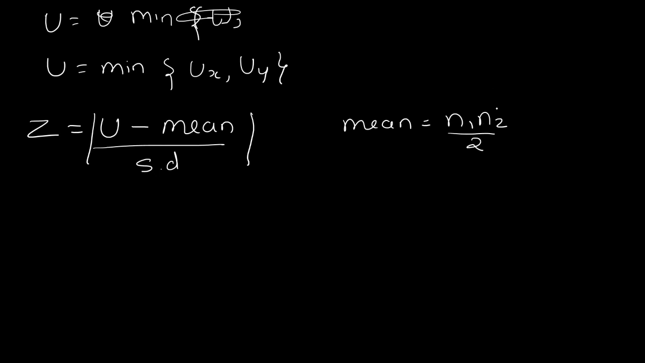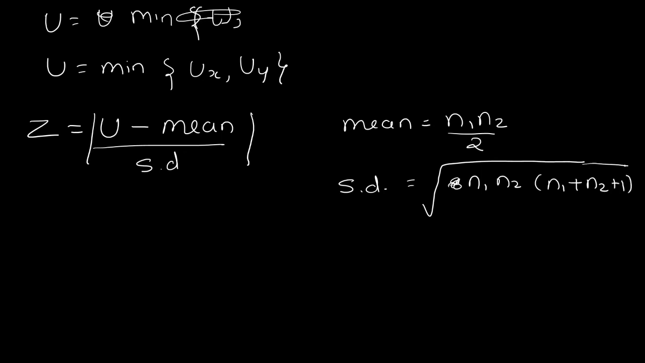Here n1 is the sample size of x, n2 is the sample size of y. Similarly, standard deviation is given by the root of n1 into n2 into n1 plus n2 plus 1, divided by 12. This is the standard deviation formula. Again, don't get confused about how this 12 has come; it is part of the formula. Once you have calculated the mean and standard deviation, substitute both of these into this formula.